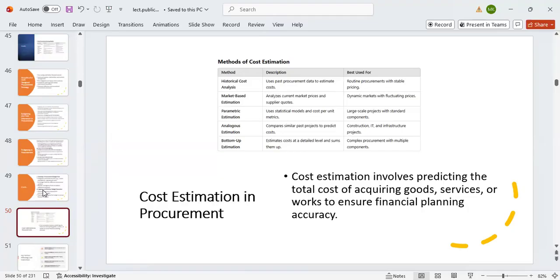Then we come to analogous estimating, which is also here. Compare a similar past project to predict the cost. And then we have bottom-up estimation. Estimate costs at the detail level and sum them up. Normally, it is used for complex procurement with multiple components. So cost estimation is to help us predict the total cost of acquiring the goods, services, or works to ensure financial planning accuracy. That is all about it. But there are several methods to use. This one too can qualify for exam.